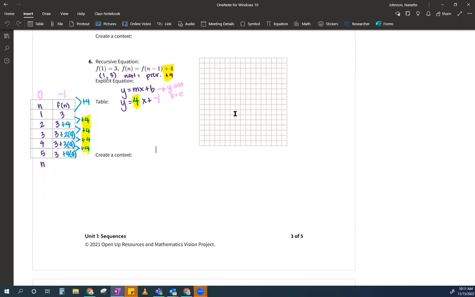So when I plug in 1, I get there. Okay. So I have my axes here. And then I'm just going to plot these points. So 0, -1. And then I've got 1, 3, and I'll use the rest in kind of like this color. 1, 3, 2, 7, 3, 11. So this is actually my graph.